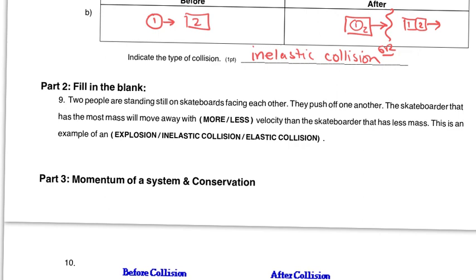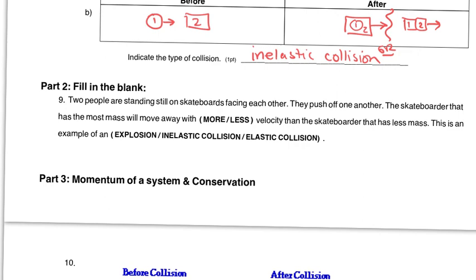2 people standing still on skateboards facing each other. They push off one another. The skateboarder that has the most mass will move away with more or less velocity than the skateboarder that has less mass. This is an example of an explosion, inelastic collision, or elastic collision.